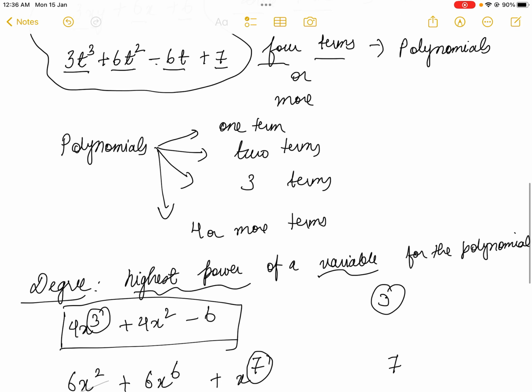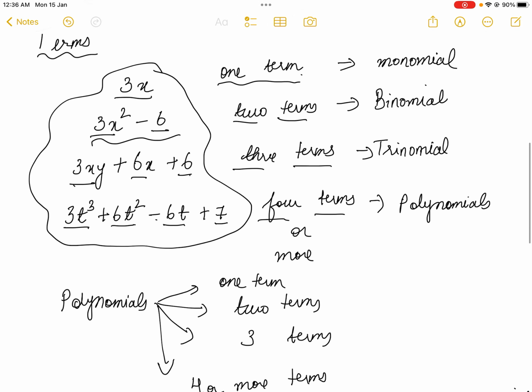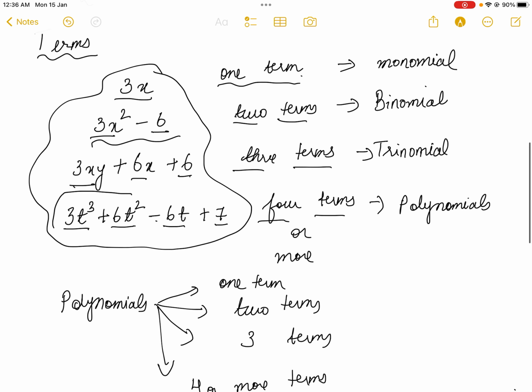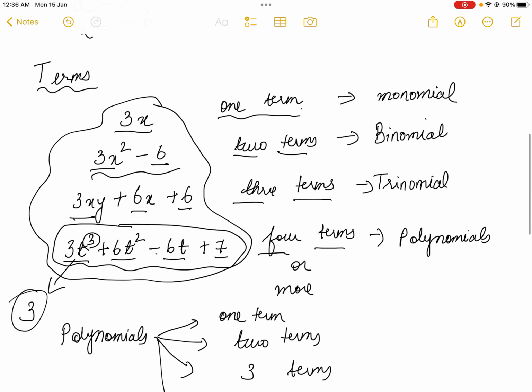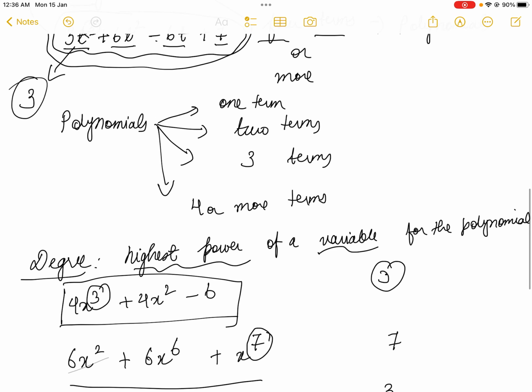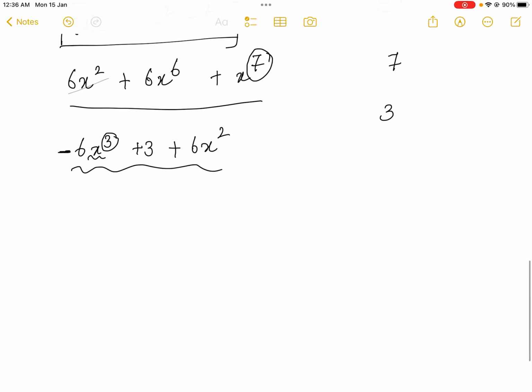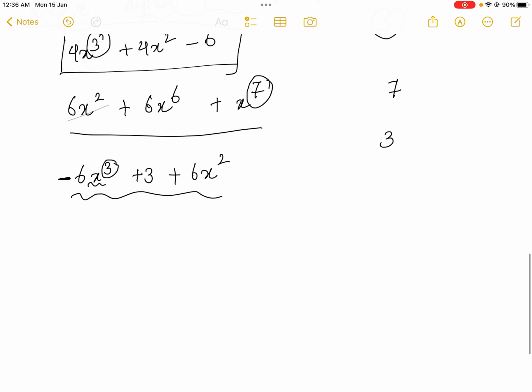So for this same example, if I were to ask you what is the degree of this given polynomial, what is it going to be? The degree of this is going to be 3, right? Because here the highest power is 3. All right, the same thing. So everybody is clear with degree now, the degree of a given polynomial.